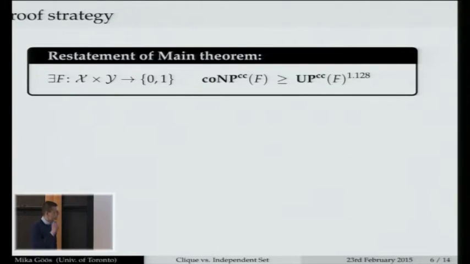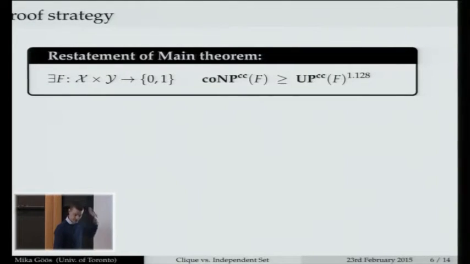So if you replace UP with NP in this statement, what would you get? Okay, so it's trivial to separate NP from coNP. Set disjointness gives an exponential separation. However, there can never be more than a polynomial separation with these guys because of Yannakakis' upper bound. So the separation can at most be quadratic.